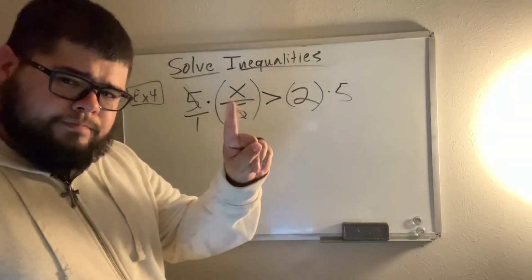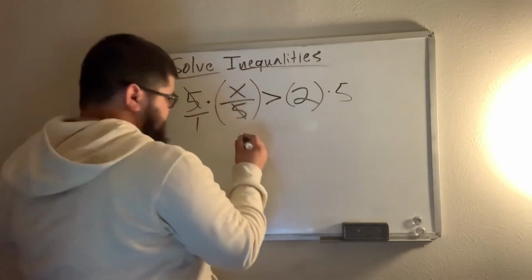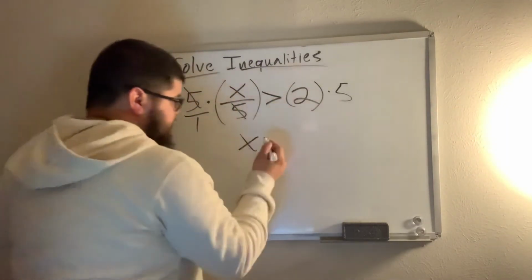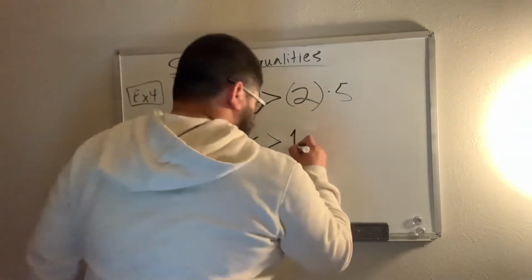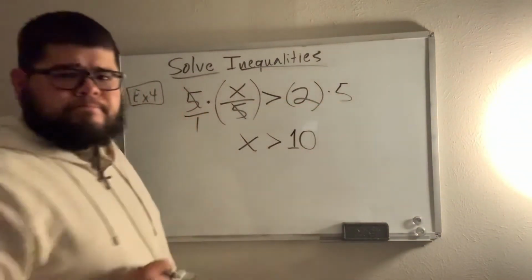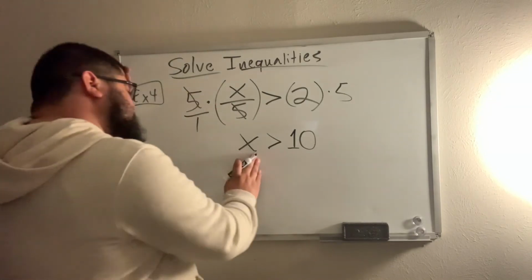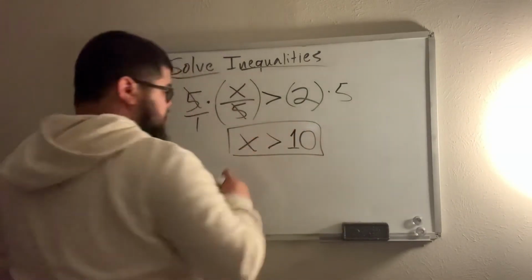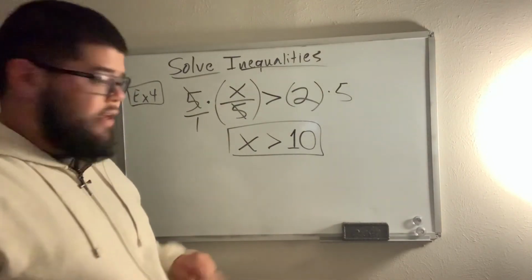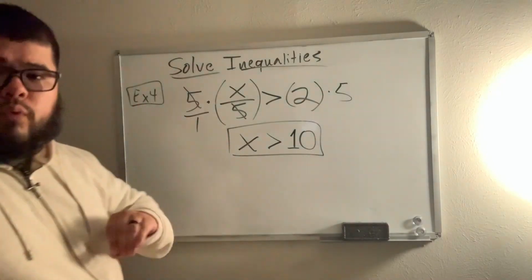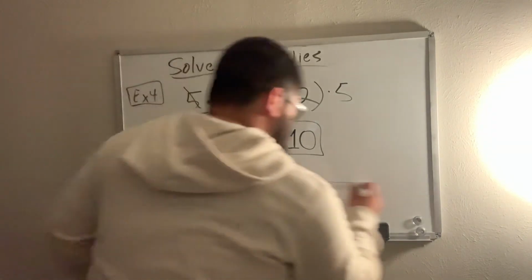1. 1 times x is x. The greater than symbol will come down as well. 2 times 5, we get 10. So x is greater than 10. That is our solved inequality, right? Now, we're going to draw our number line.